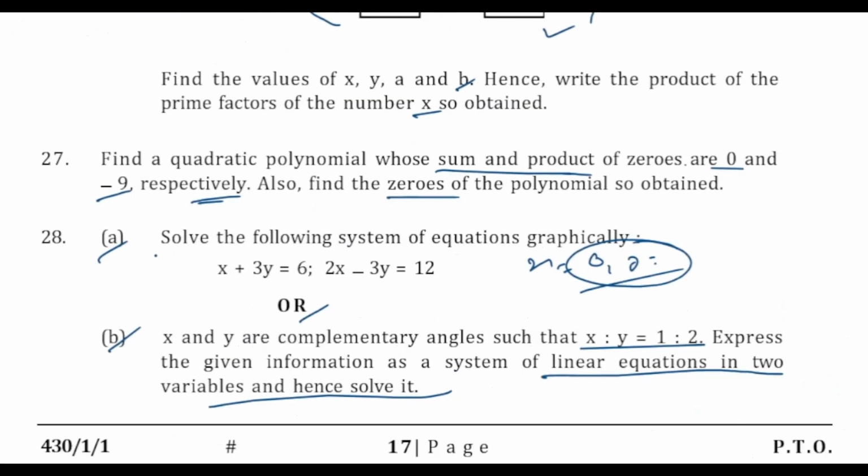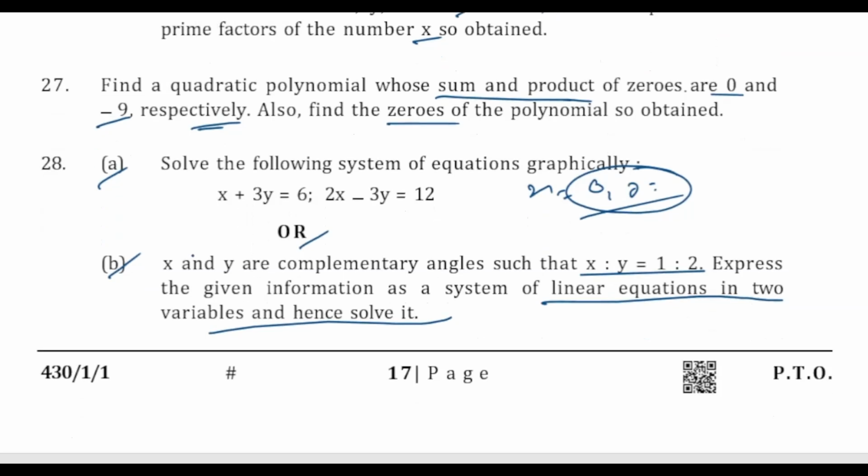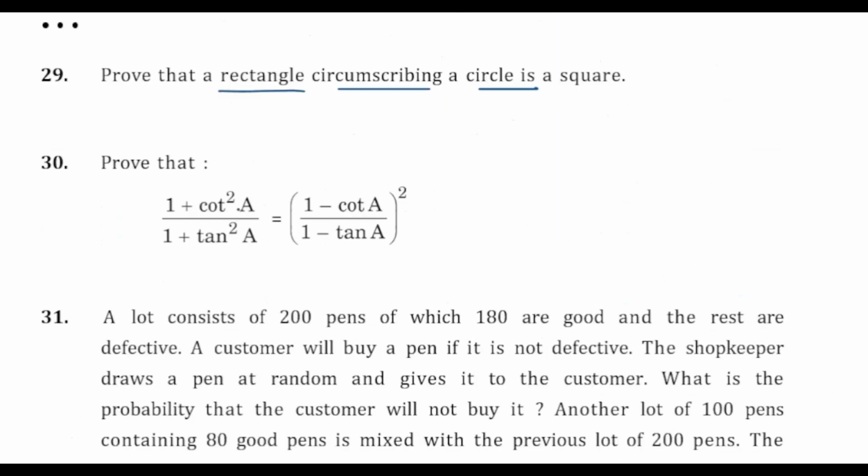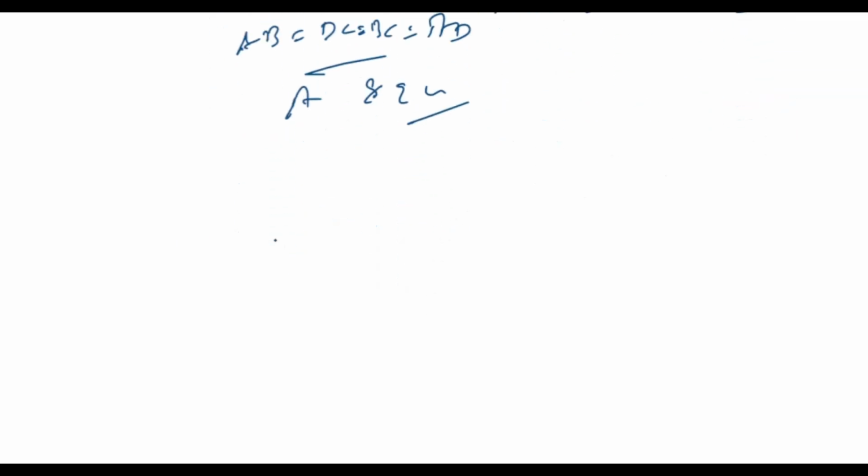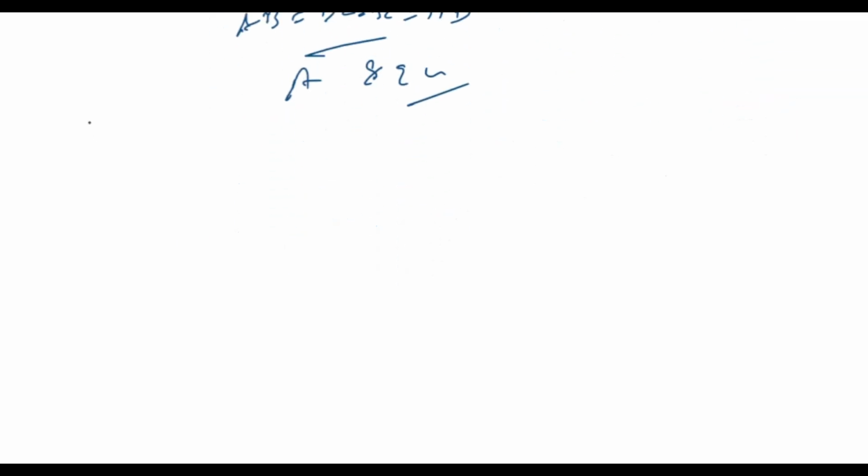28b. Now we can move further, that is 20. Cot square A divided by 1 plus tan square A equals 1 minus cot A by 1 minus tan A whole square. So now we have to solve this trigonometric identity. Okay. Now let's solve in a blank sheet. So here we are going to solve. This is our question number 30.